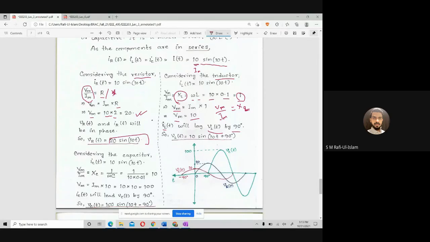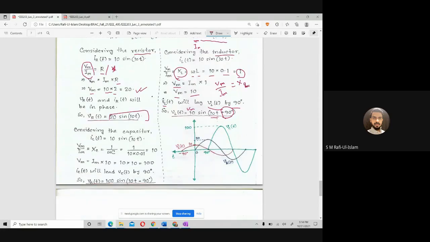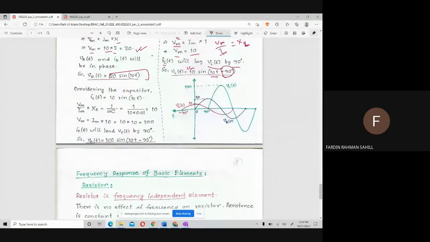So I have written the expression like this: VL equals Vm sine of omega t, and omega t is 10t, so I write 10t. The voltage will lead the current by 90 degrees. Just remember that the current lags the voltage by 90 degrees in an inductive circuit. Now I want the voltage expression, so I replace the terms: voltage leads current by 90 degrees, that's why I put a plus 90 degrees. Any confusion? No, sir. Okay, thank you so much.